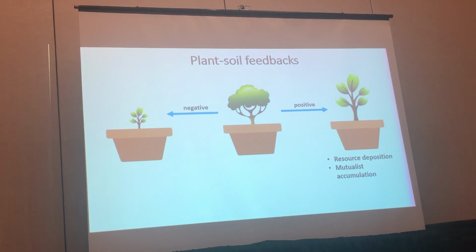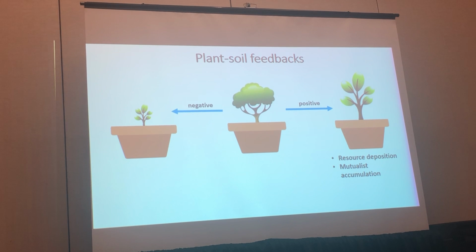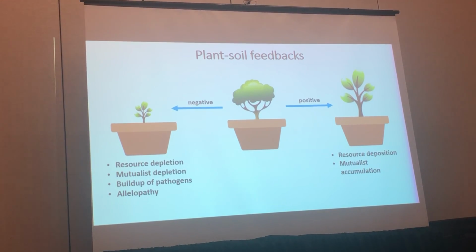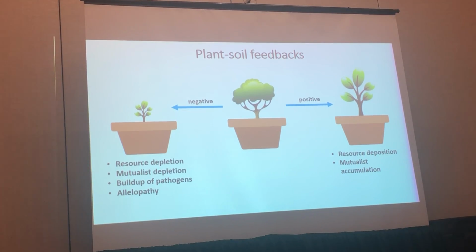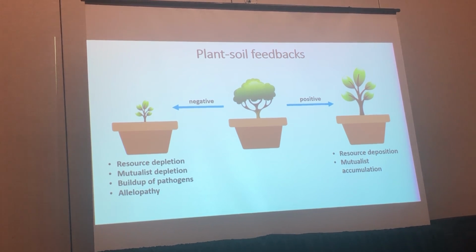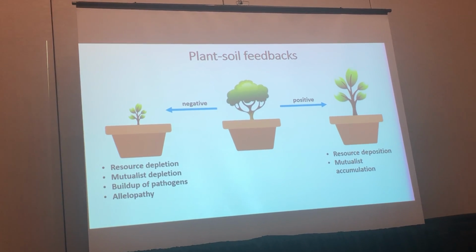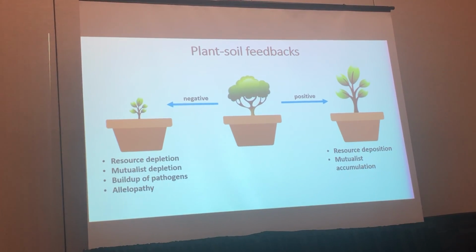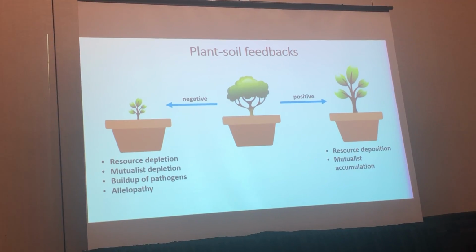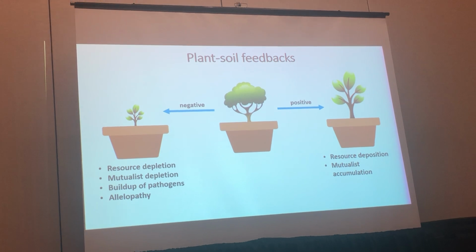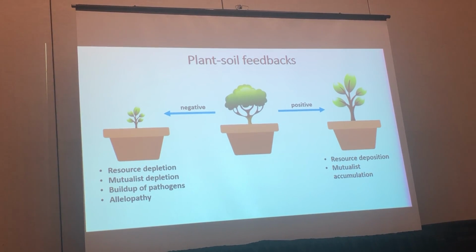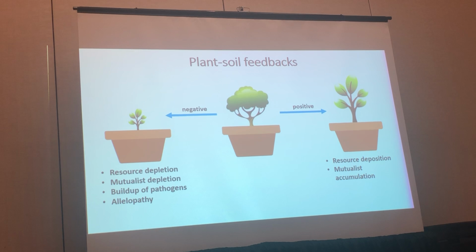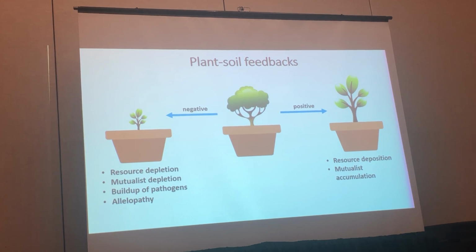Alternatively, you can have it growing small afterwards, and that's a negative feedback. So that could be through resource depletion. It takes out nutrients, or mutualist depletion. There's less of these growth promoting taxa, often microbes. Could be buildup of pathogens, again, also usually microbes. And then allelopathy is chemicals produced by this intermediate plant that get in the soil and can suppress the growth. So that's how I'm using it.